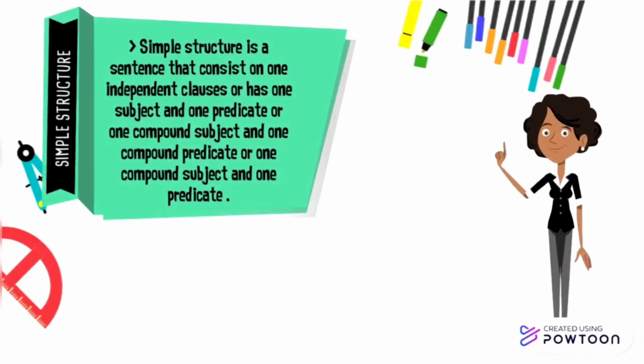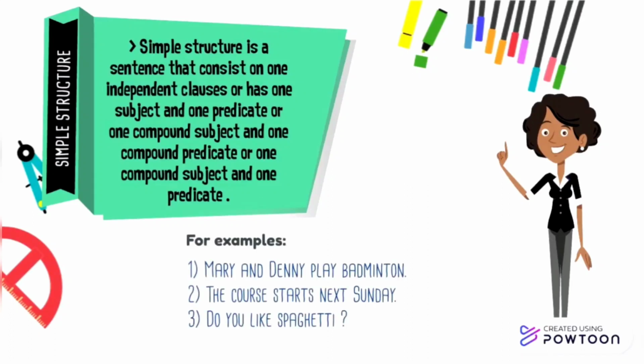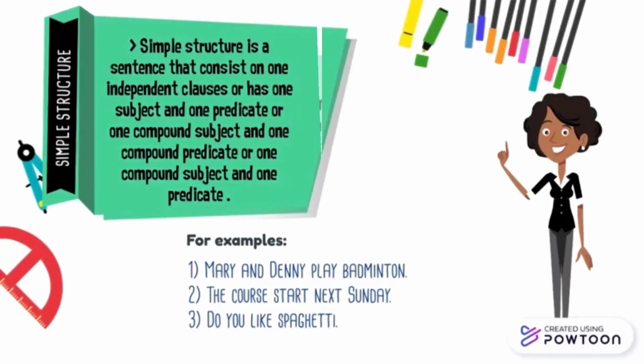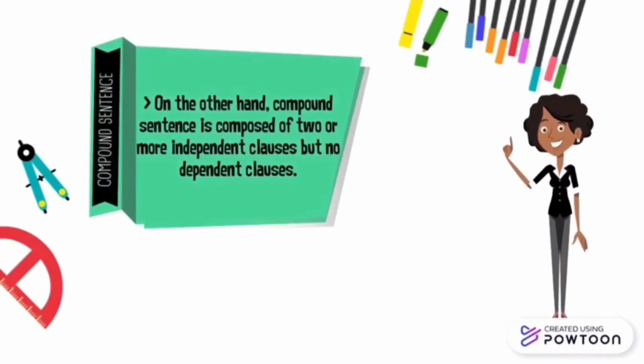First is simple structure. A simple structure is a sentence that consists of one independent clause, or has one subject and one predicate, or one compound subject and one compound predicate, or one compound subject and one predicate. For example, Mary and Danny play badminton. The course starts next Sunday. Do you like spaghetti?